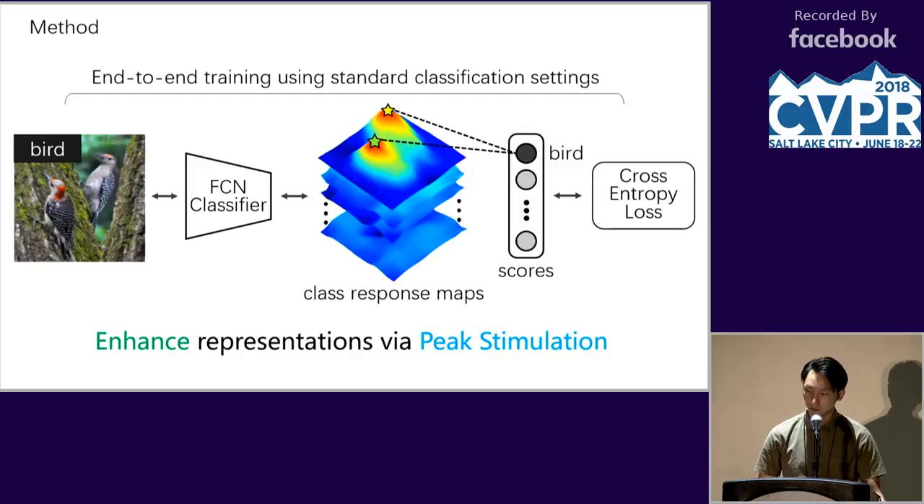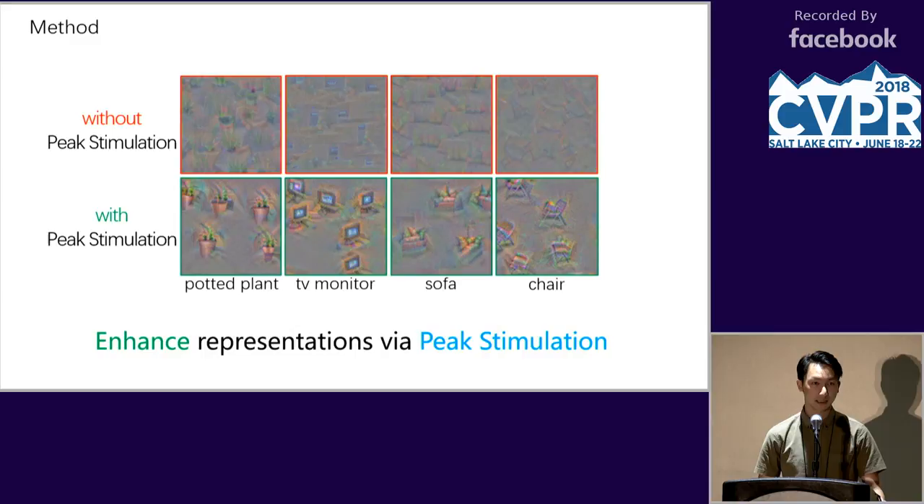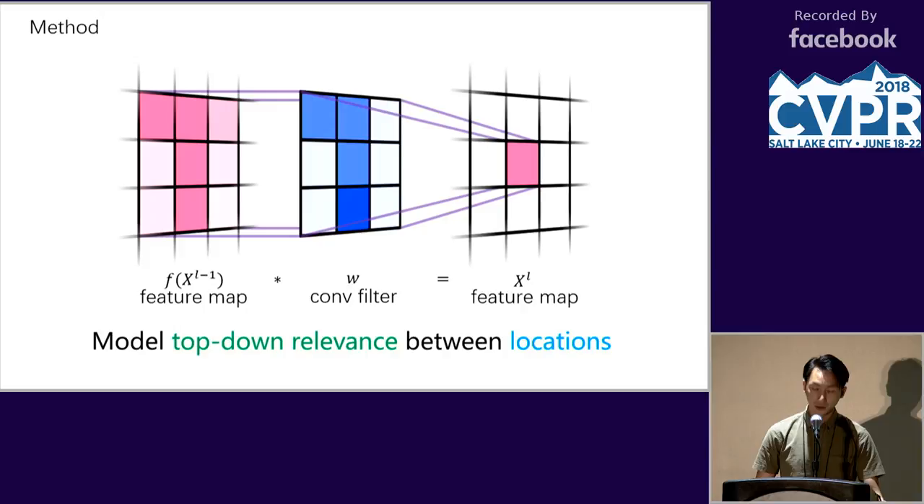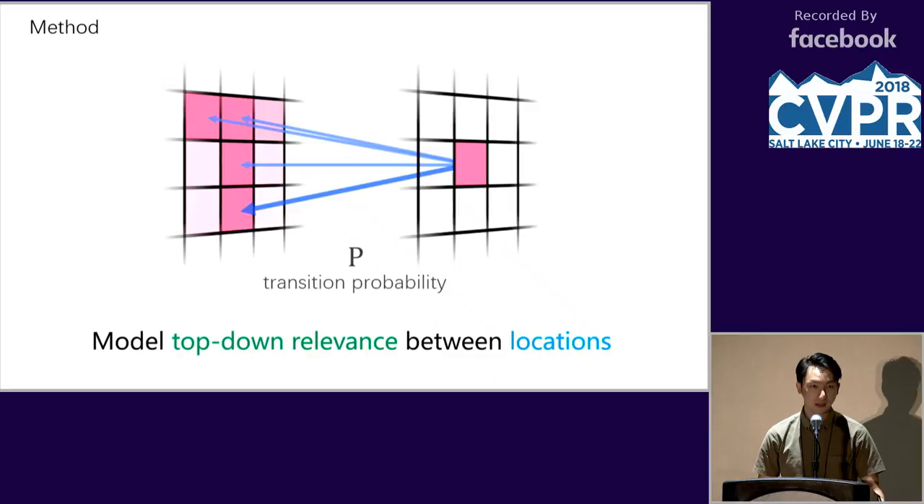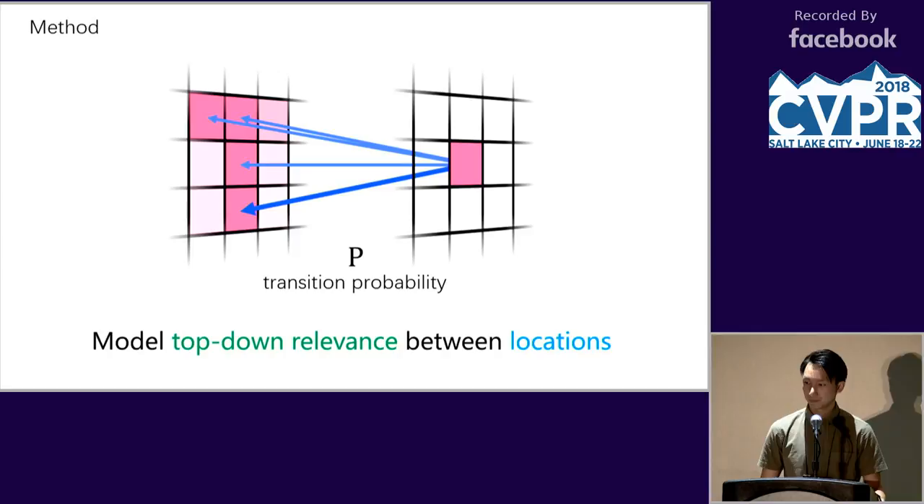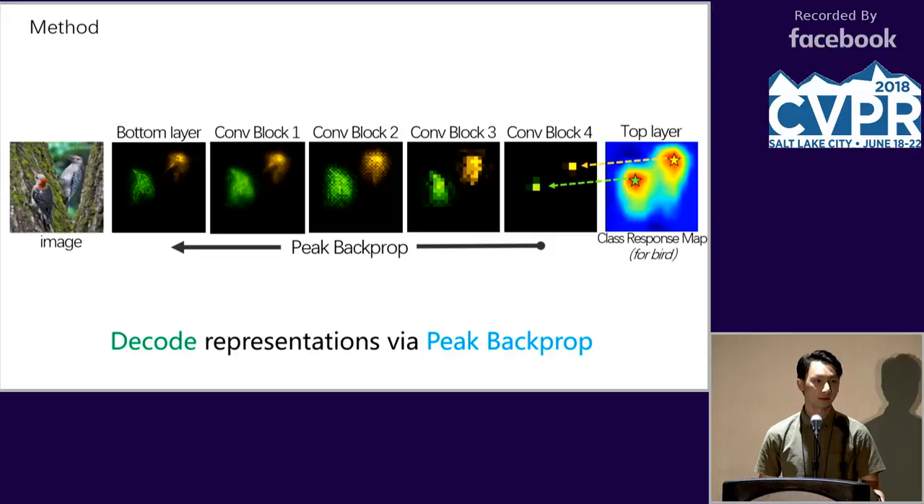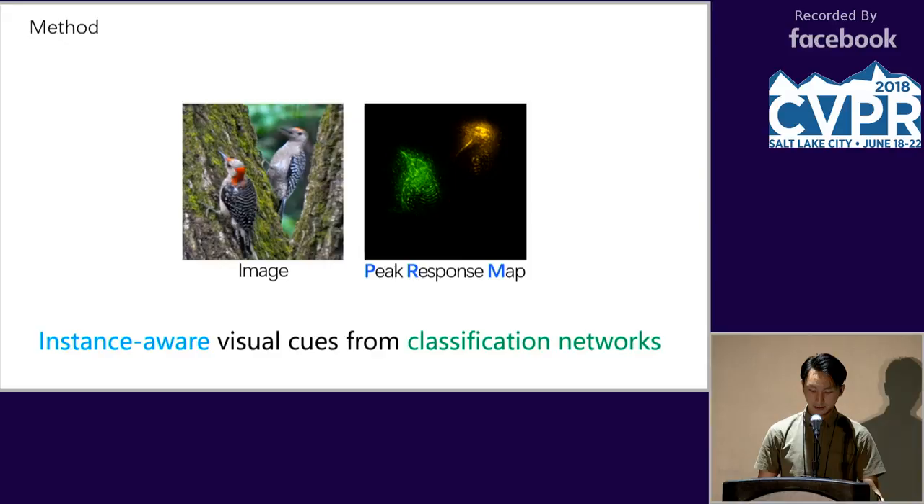Here are some visualizations generated by the activation maximization technique. In the inference phase, we utilize bottom-up activation and learned convolution filters to model top-down relevance between locations of adjacent layers. Based on it, we backprop-gate each class peak response to decode the corresponding representation. The resulting peak response map serves as fine-detailed, instance-aware visual cues which highlight informative regions of each instance, visualized with different colors.